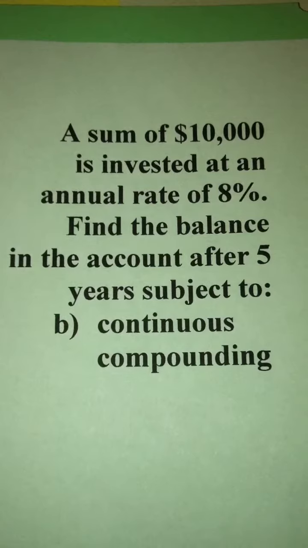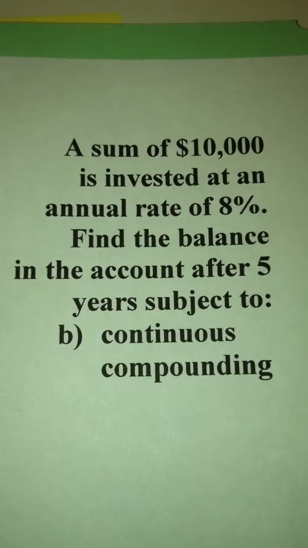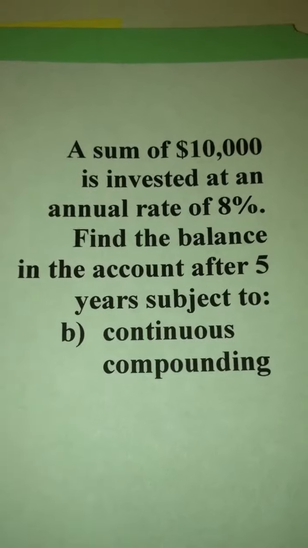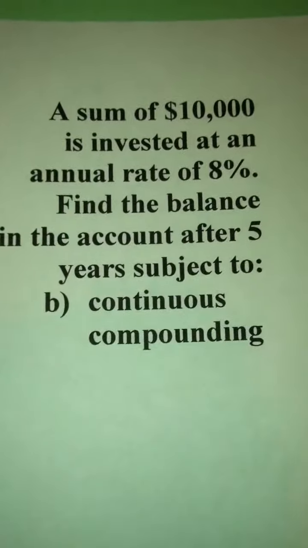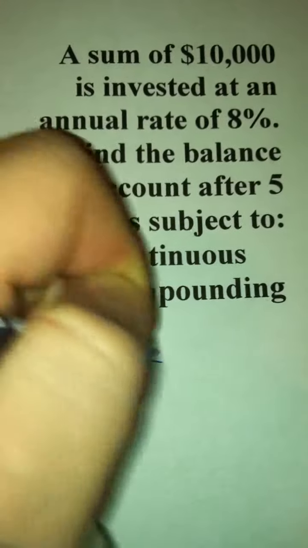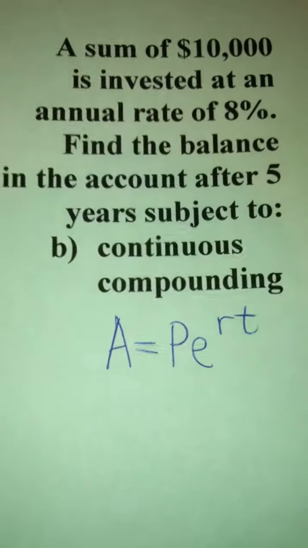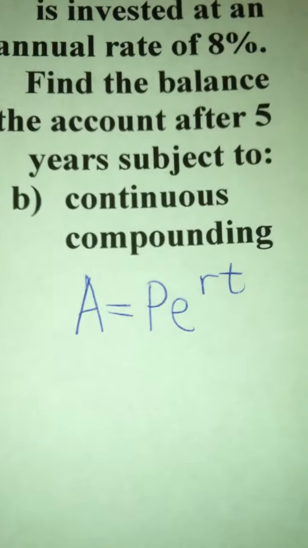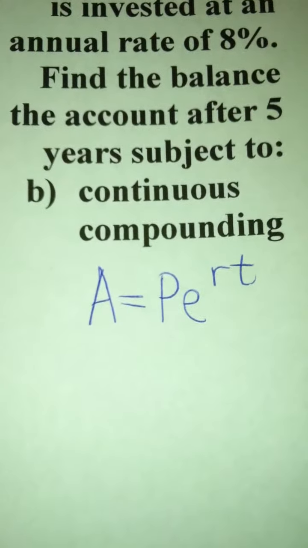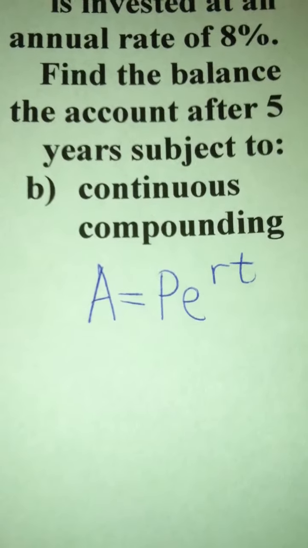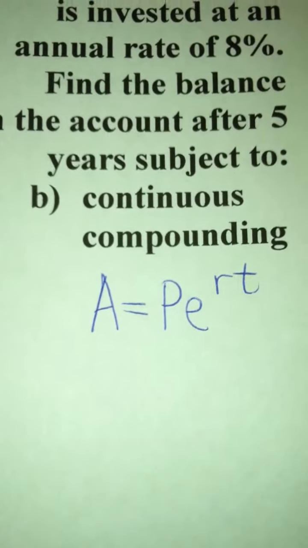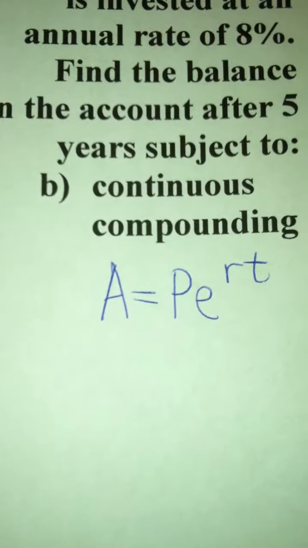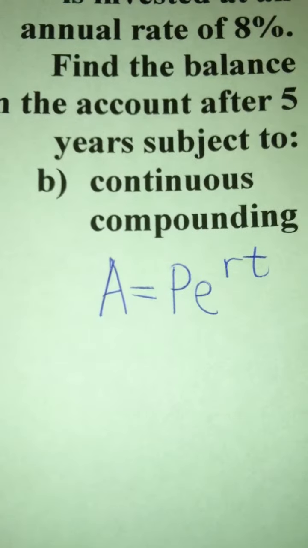Let's look at continuous compounding first, because there's only one formula that you can use to determine how much is in the account if it's compounded continuously. And that formula is A is equal to P e to the r times t power, where A represents the amount after a certain number of years, P is your given principal, R is your rate. Careful, you have to change your rate into a decimal. And then T, of course, is time in years.